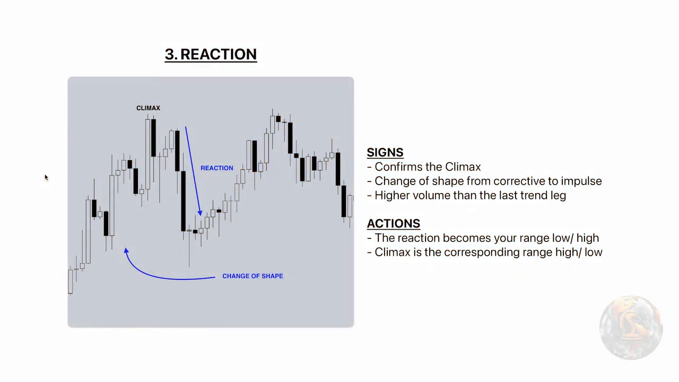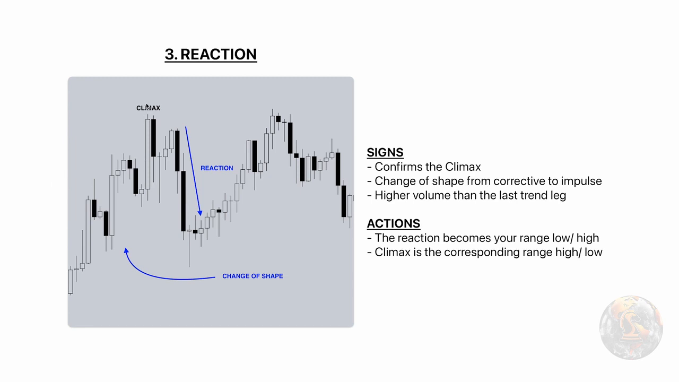Alright, let's move on to 3, reaction. So the reaction, the signs of it, it confirms the climax. And so for that to happen, the shape of the price action should change from corrective to impulse, or you should see higher volume than the last trend leg. So let's talk about those.